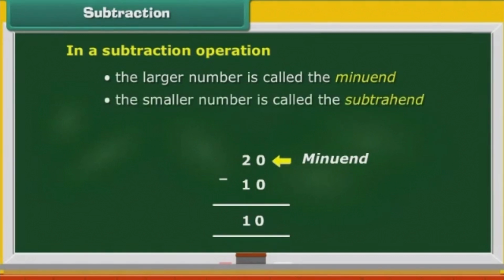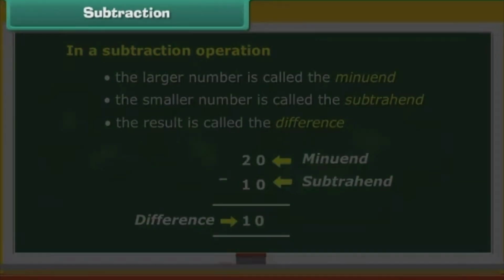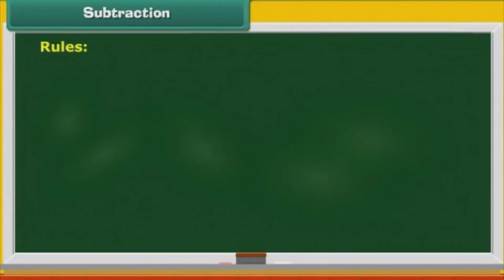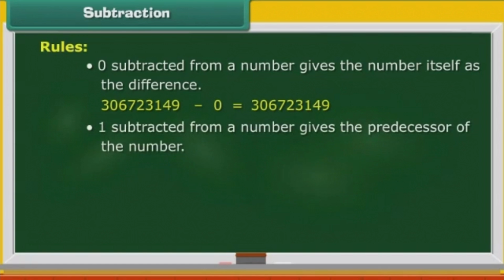The smaller number is called the subtrahend, and the result is called the difference. Before we proceed, let us look at the rules of subtraction. 0 subtracted from a number gives the number itself as the difference. 306723,149 subtracted by 0 is equal to 306723,149. 1 subtracted from a number gives the predecessor of the number.